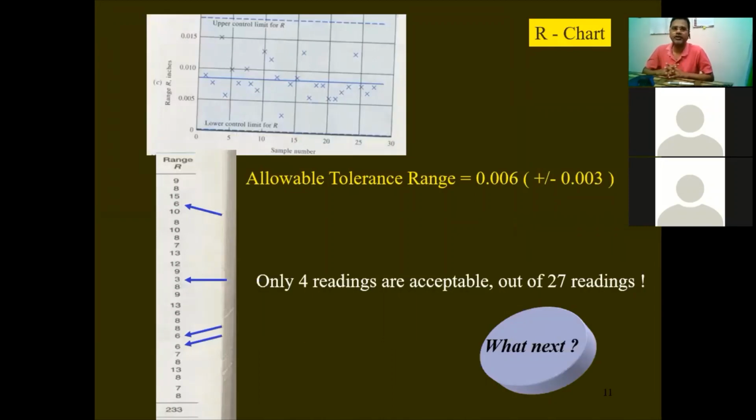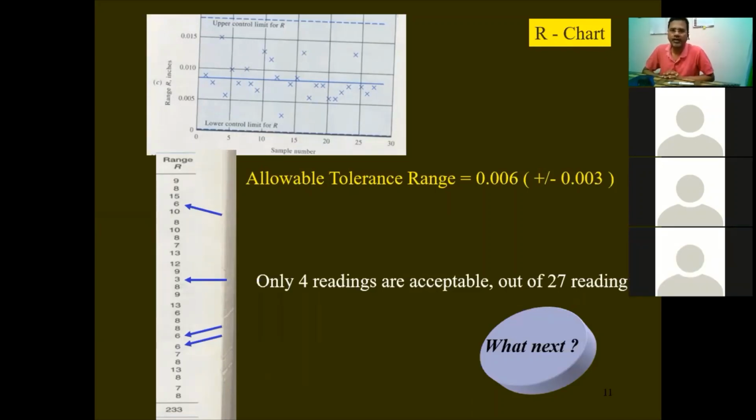Sir, R cannot be for individual. Right. Range means there should be at least 2 readings. Then only you will get a range. X can be individual. Range can never be individual. For range, you have at least 2 readings. Then only you can compare the min-max difference. I stop here. If you could, sir, understand.